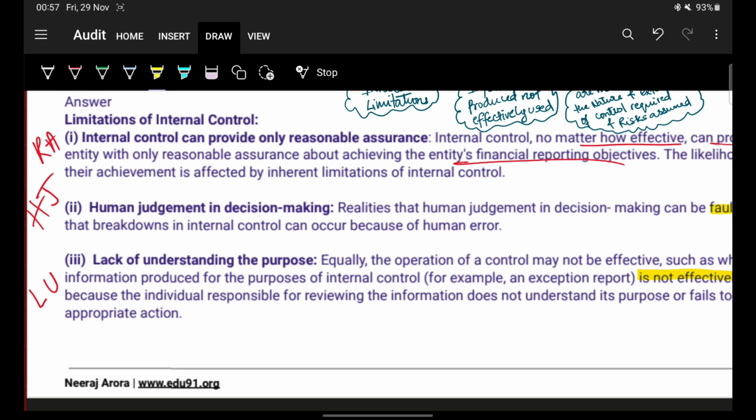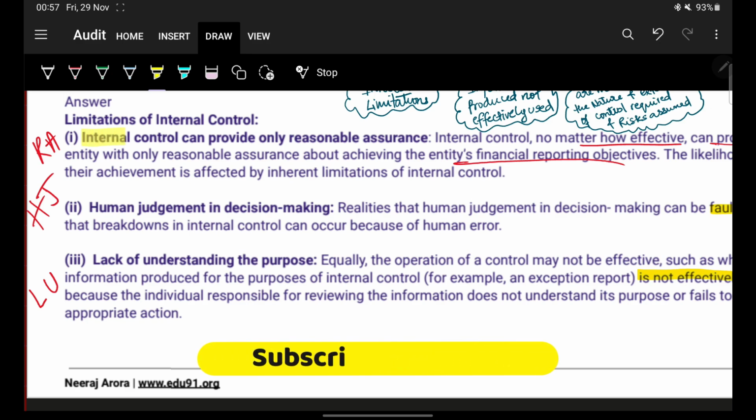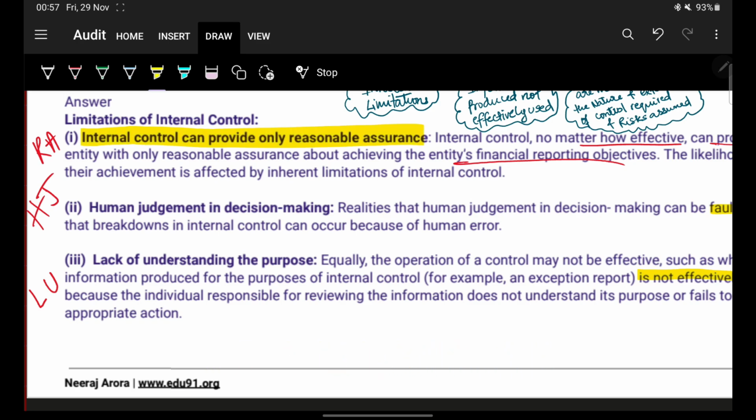Okay, here the limitations are, firstly, we'll just go by the headings first and then we'll jump into what they actually are. Okay, firstly, internal control can only provide reasonable assurance. We know that, yes, we know. Even audit also provides only reasonable assurance. No matter how good of an auditor you are, you can only provide reasonable assurance, right? Second is, there is human judgment in decision making.